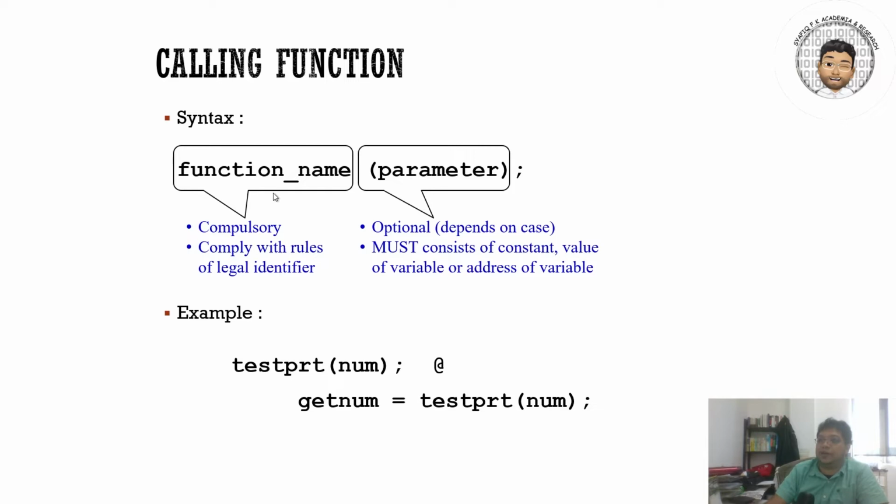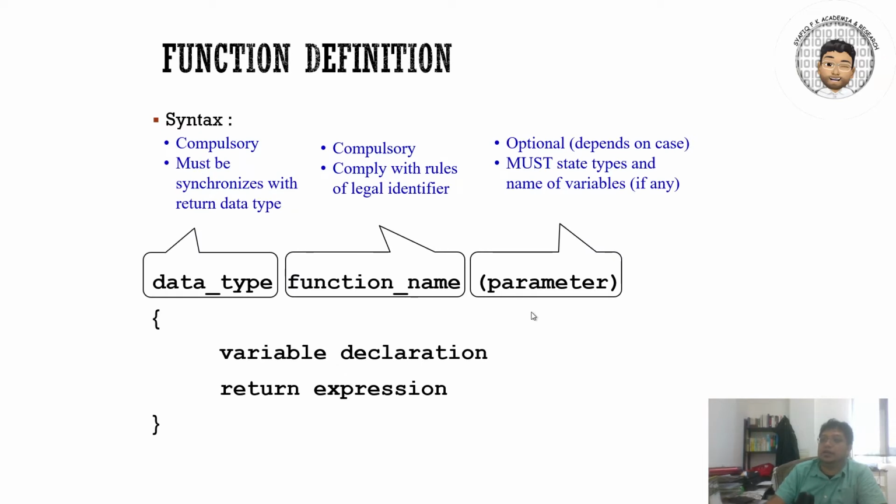So you have the function name and then you have the parameter. For example, this one is test print and this is num. Num is a variable of integer. Here the function name is compulsory and the parameter is optional. It depends on the input. The input for this function is number, and the output from this function is equal to get num. So this is how we use the function. This function is where we define it.